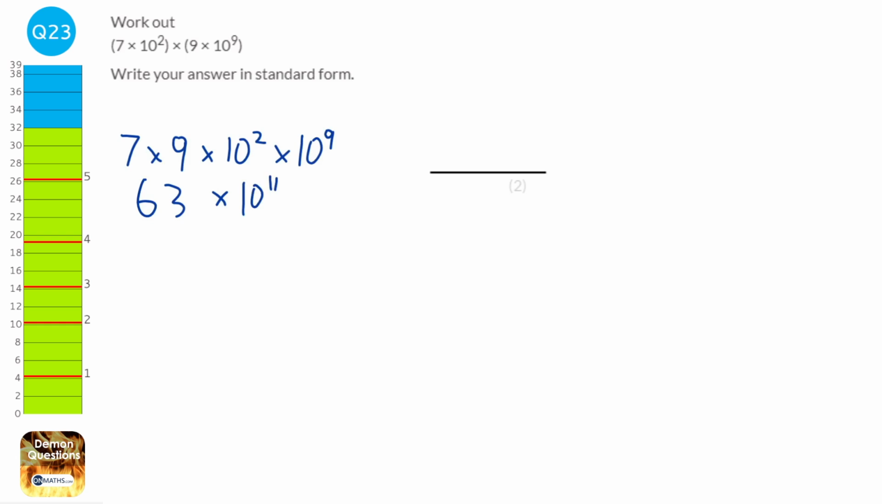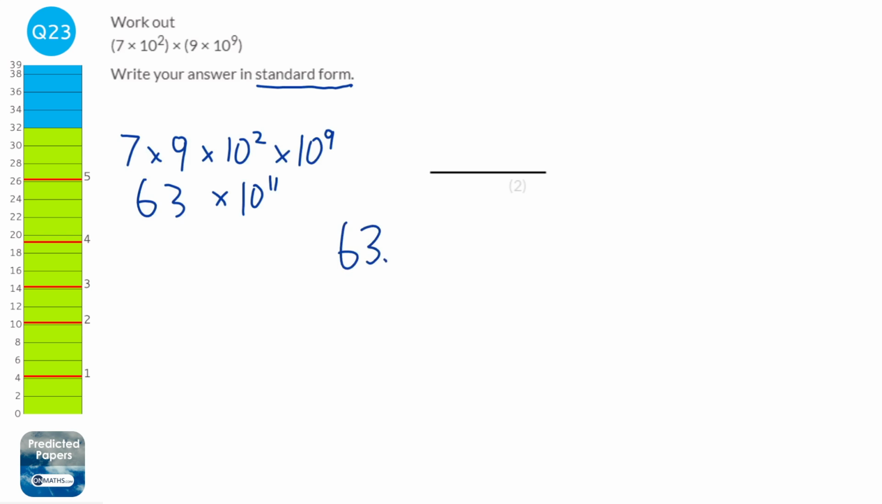Now here we've got a problem. It looks like standard form, but it is not standard form, because standard form has to be a number between 1 and 10, but not including 10. And here we've got 63. So what I'm going to do is just quickly write out what number this is.